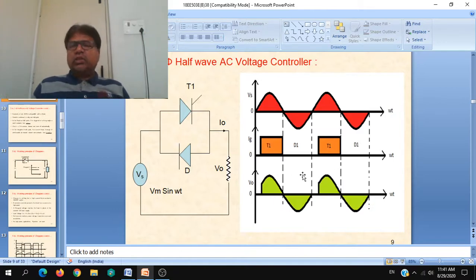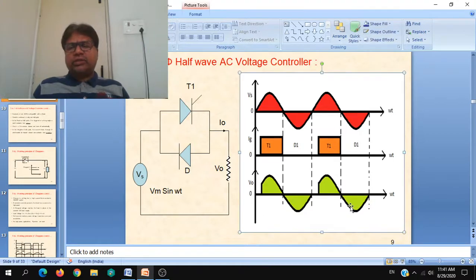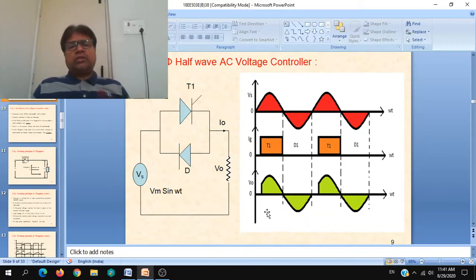But actually, you can also employ this control in the negative half cycles, keeping the positive cycle as it is. This is where positive half cycle control is followed. If you want to control only the negative half cycle voltage, then the positive voltage will appear as it is across the load, and the negative voltage will be less. So as the total average voltage will be less, the load will be fed with lesser voltage, and the power supplied to it will be less.